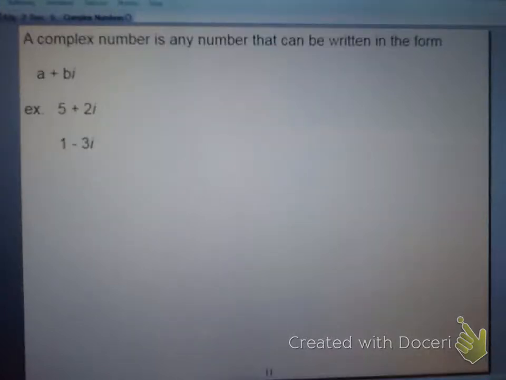I said earlier that a complex number can be written in the form a plus bi, where the imaginary number is last. Here's an example, 5 plus 2i or 1 minus 3i. That is the way you would always write complex numbers.